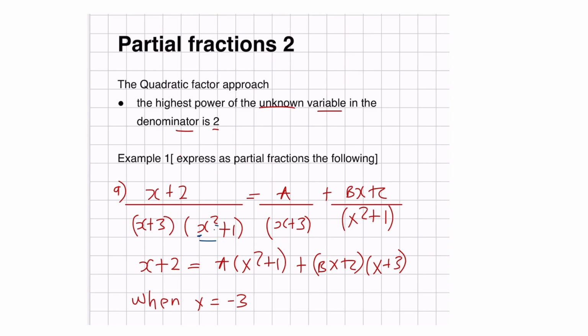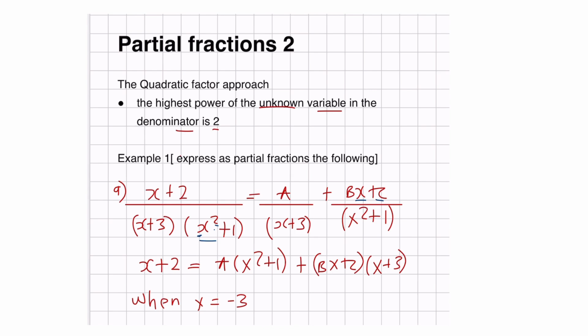So the general rule that we use when using the quadratic factor approach is that, given an expression, we say a over x plus 3, which is over our denominator, plus bx plus c over x squared plus 1. So this is the general rule that we use when we are using the quadratic factor approach to solve partial fractions.